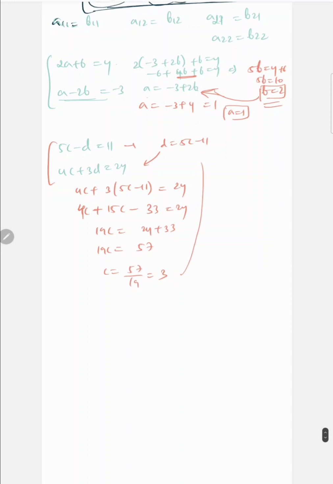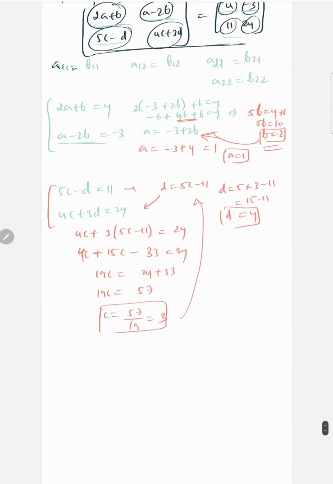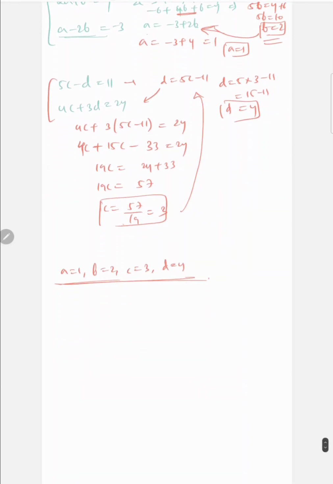So putting c is equal to 3 in this equation, d is equal to 5 into 3 minus 11. This is 15 minus 11. This is equal to 4. Therefore we got d is equal to 4 and c is equal to 3. So likewise we find the values of a, b, c and d. Therefore a is equal to 1, b is equal to 2, c is equal to 3 and d is equal to 4. This is how we can find the values of unknowns.